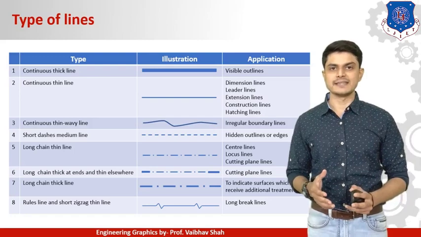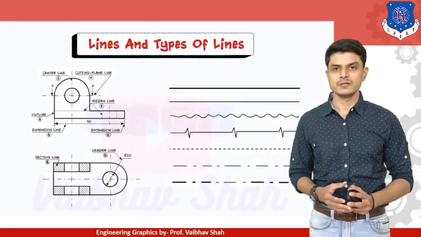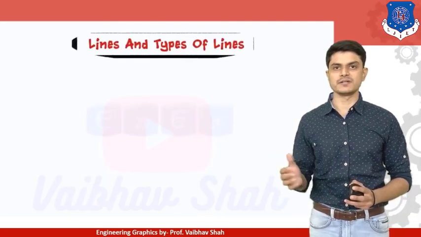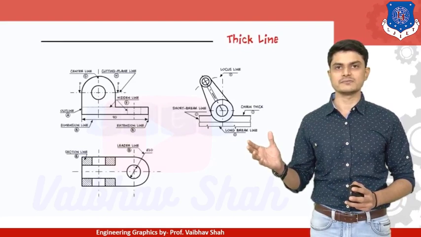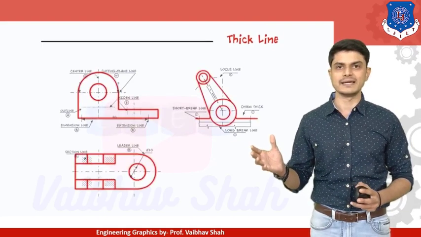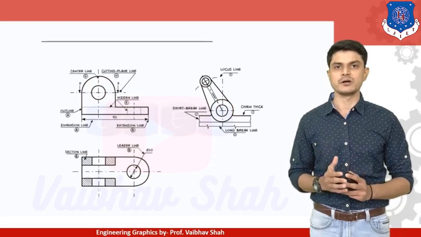So now let us understand these types of lines by one video. So let us see one video here. So here we have the different types of lines available to us. So these will be our object. So first we'll be looking for a thick line, or you can say visible line. So these are the visible lines which are shown in the object.